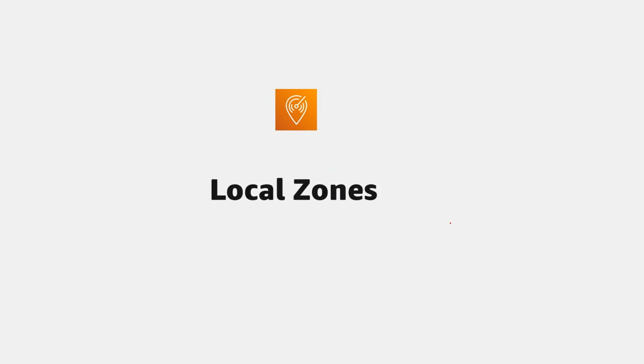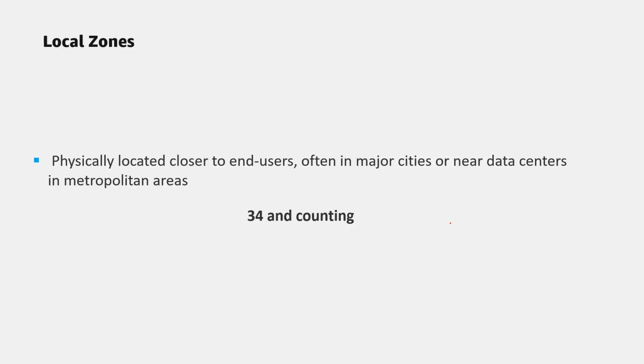Next, let's have a look at local zones. All right. So local zones are physically located closer to end users, often in major cities or near data centers in metropolitan areas. Okay. So far, when we read this statement, it sounds very similar to the point of presence, but this is totally for a different type of use case. Now here, it can be located near a data center or on-premises data center. So it could be located there, or even near to end users.